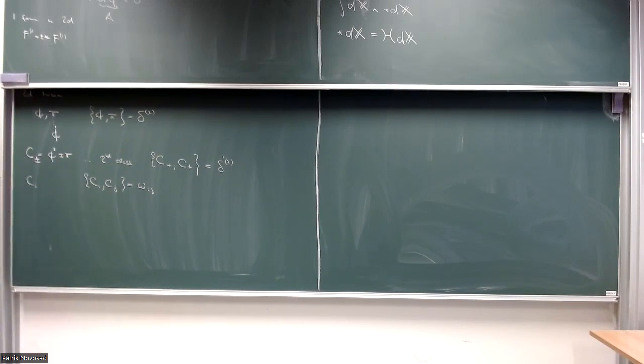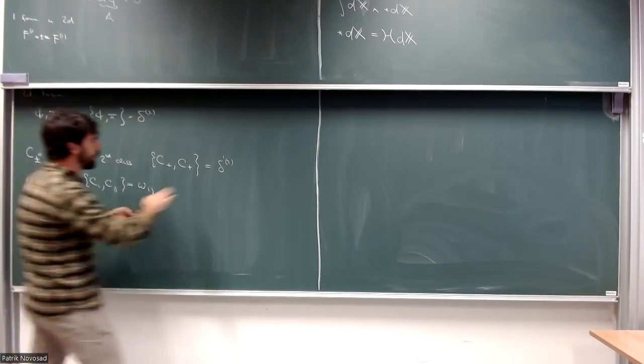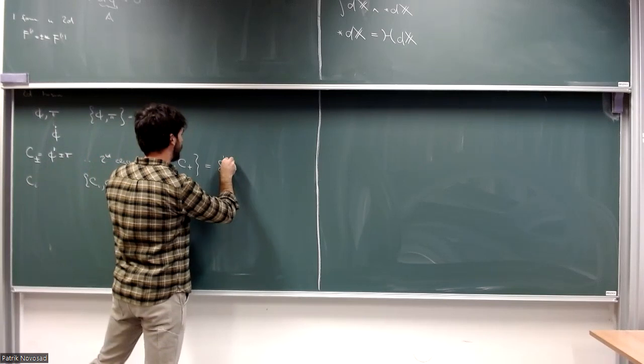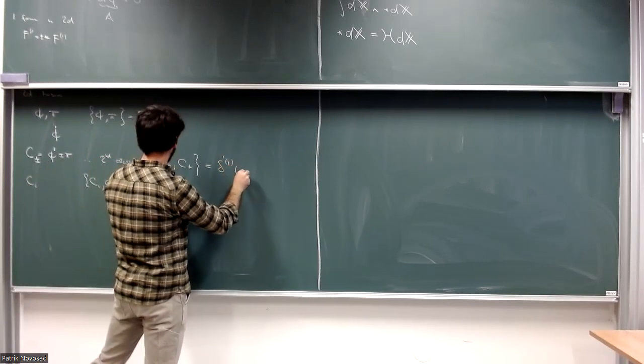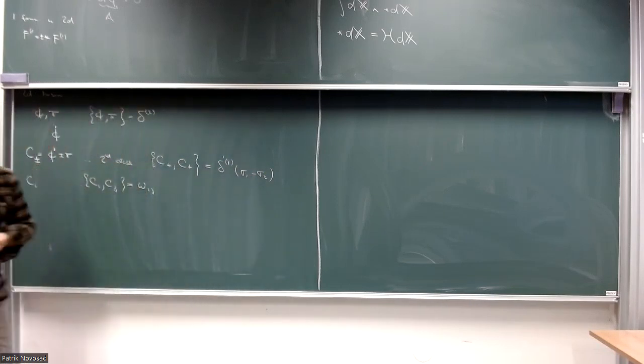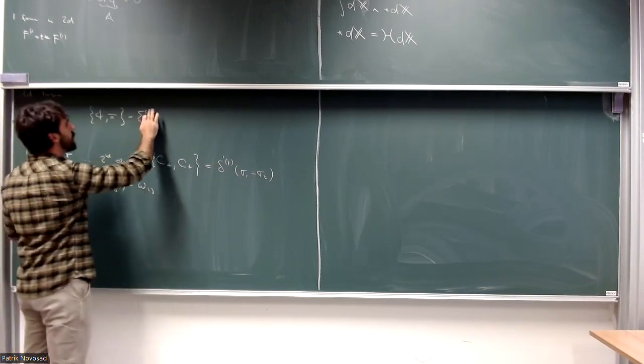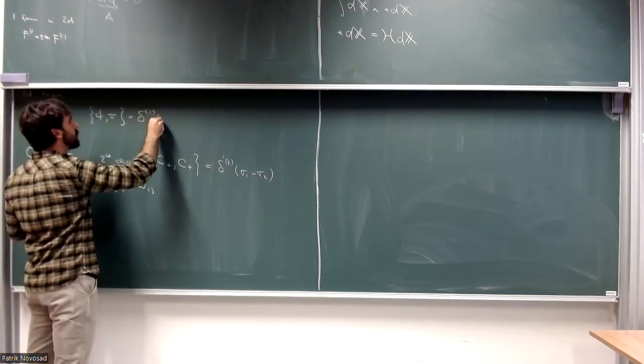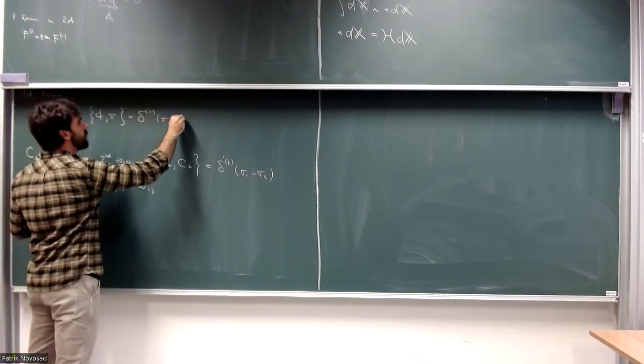But then again, we're in 2D, right? So I guess the delta function should just be a one-dimensional spatial delta function of sigma, and the pi should also be.